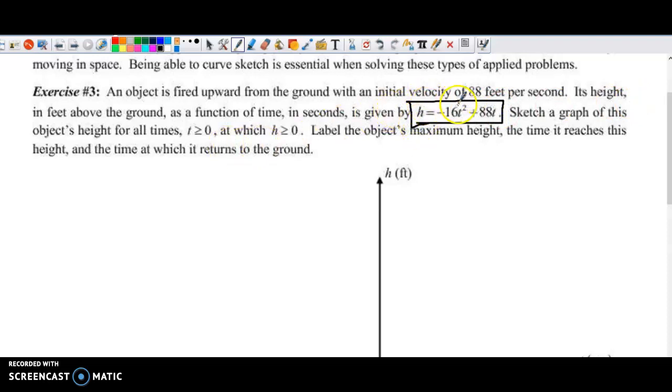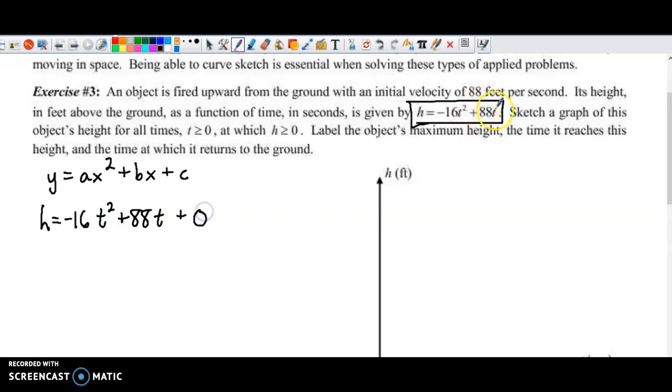The height is represented by time. And if you wanted to rewrite it, because at the very beginning of these notes we had ax squared plus bx plus c, you might rewrite it as h equals negative 16t squared plus 88t plus 0, because we could add 0 at the end of this. And the reason I'm doing that is so that you can identify that a would equal negative 16 in my problem, b would equal 88, and my c value is 0.